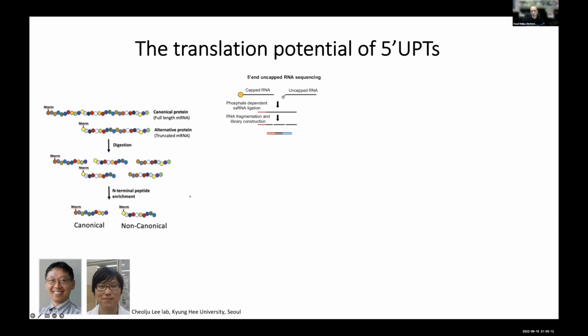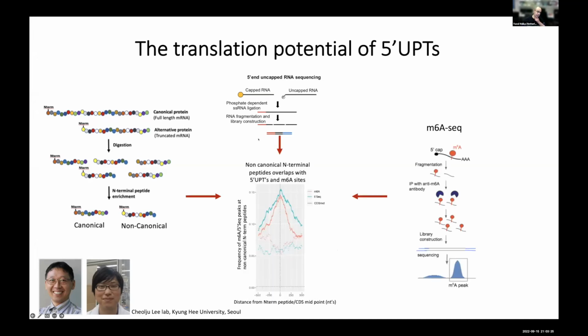And we joined this data to 5' uncapped RNA sequencing data that uniquely sequenced the 5' end of uncapped RNA, and m6A data. And as you can see here, what we saw is a very strong overlap between the three different methodologies, which implicates that indeed the 5' UPT is an extremely enriched transcriptome layer, let's say, that contributes to the proteome in a cap-independent manner.